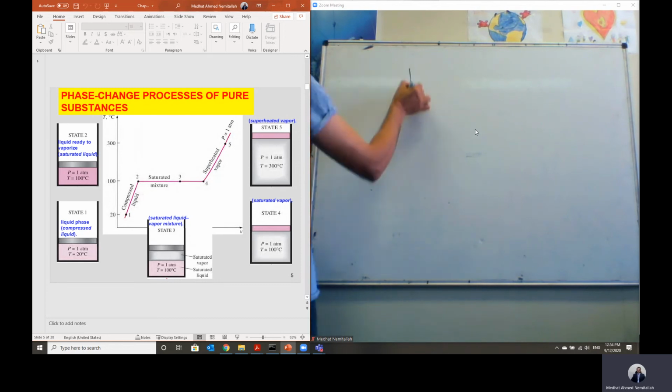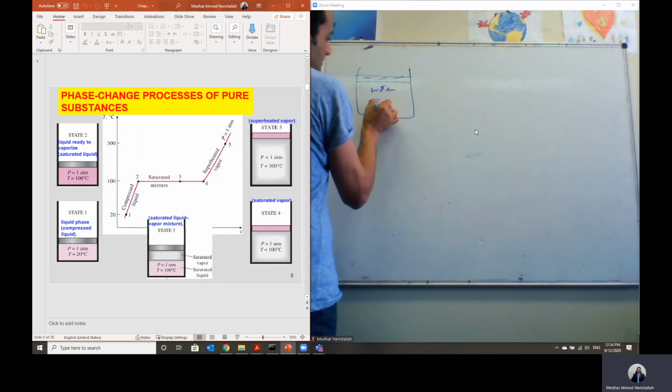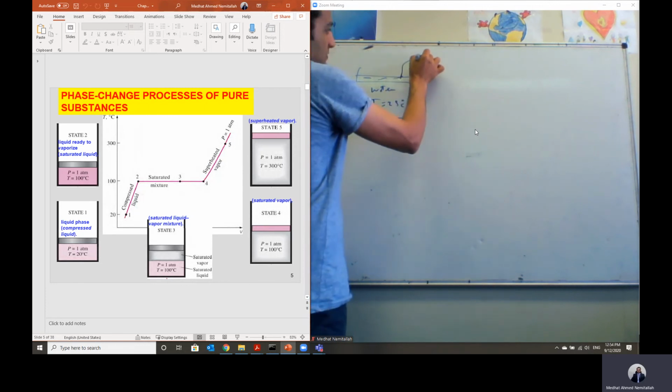So let's say we have water in a tank, in a piston-cylinder device. This is water existing at room temperature, equal to 25 degrees C. This piston is free to move. Then in this case, this is free to move.